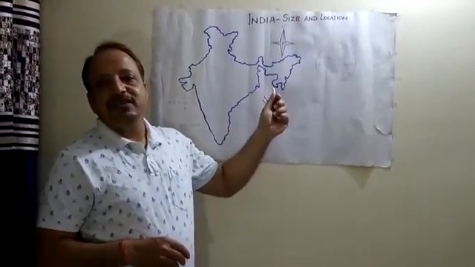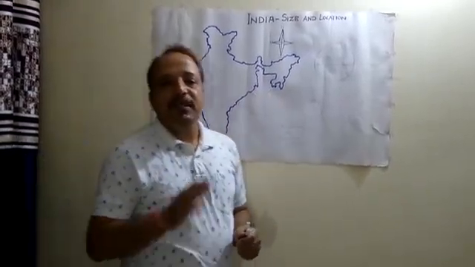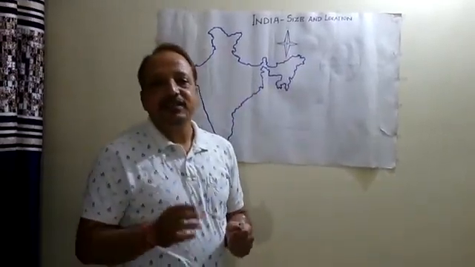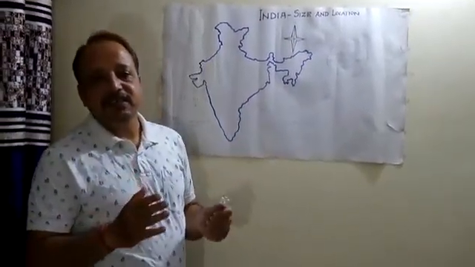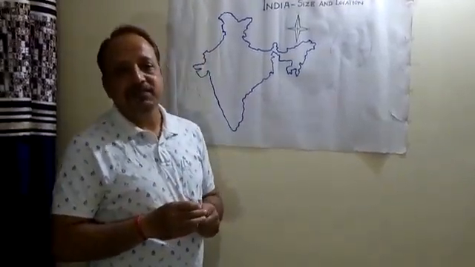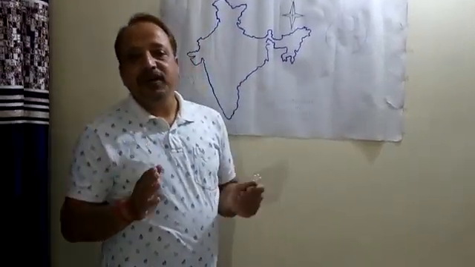As you know, India is the 7th largest country in the world, and it has a territory of 3.28 million square kilometers.